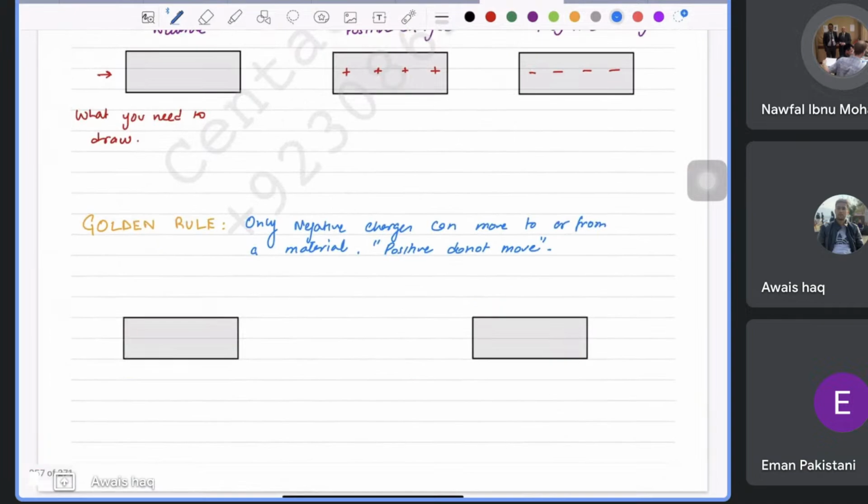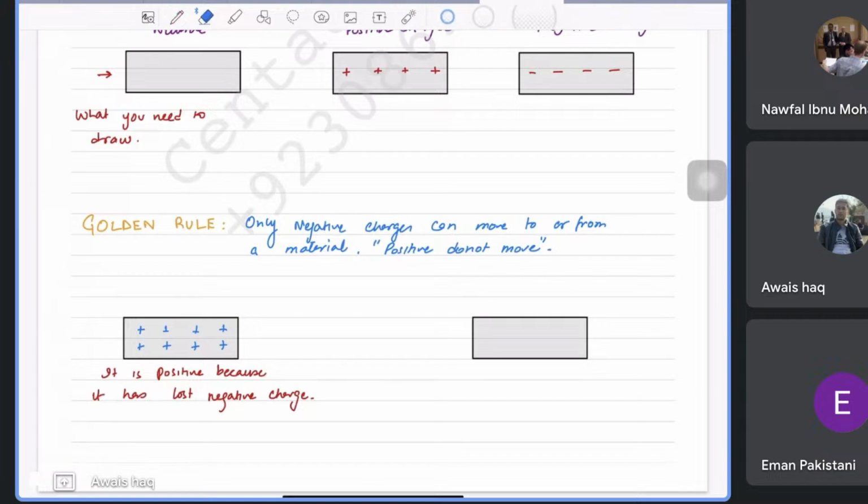Good. Now, if something becomes positively charged, the right description would be that it is positive because it has lost negative charges. Notice that I do not write that it gains. So what is the wrong depiction? We're going to write in purple. Do not write it gains positive charge. If you write this, it would be wrong. Is it clear, everyone?